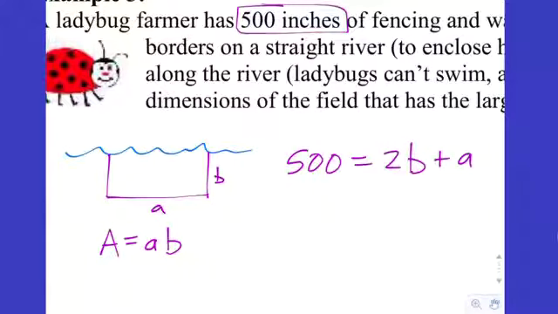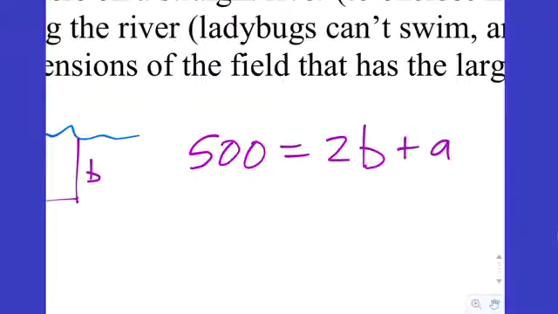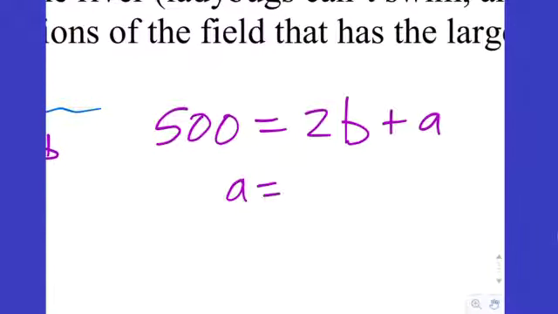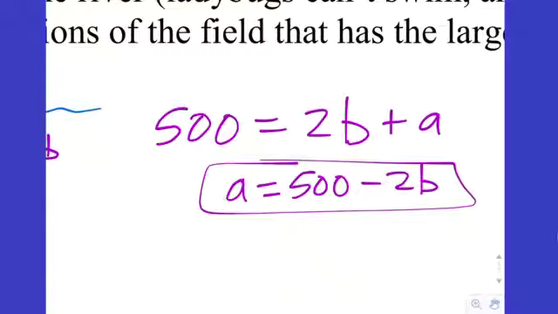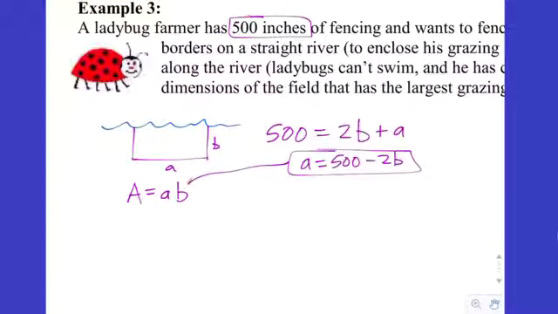So that one is easier to solve for A. That's your constraint equation. I'm going to solve that one for A. So I get 500 minus 2B. I'm going to box that dude. But right now I'm using it to get my area in terms of a single variable.